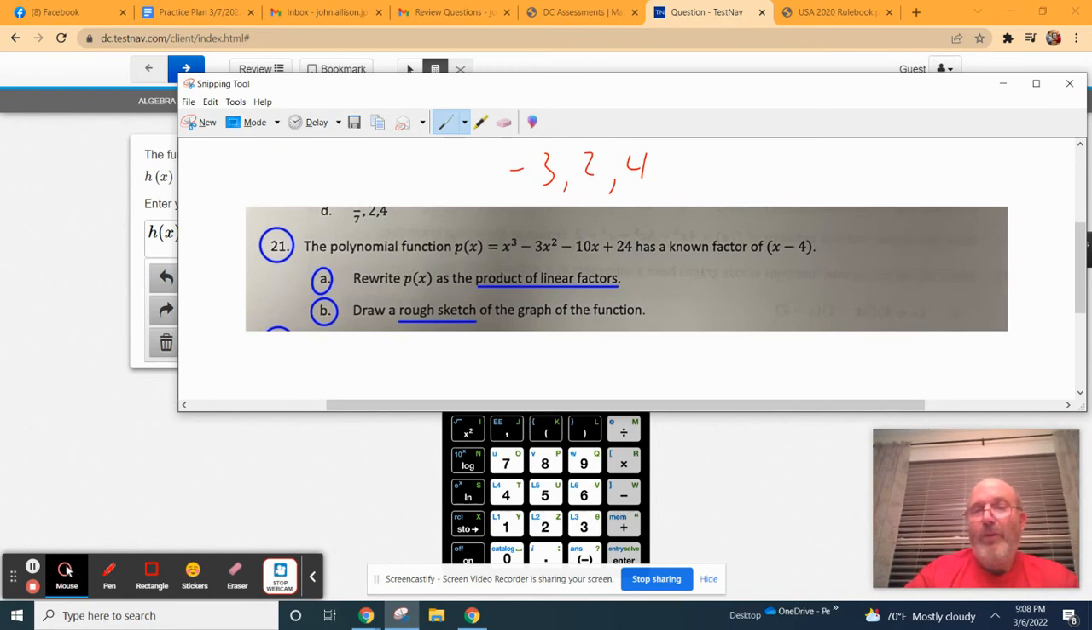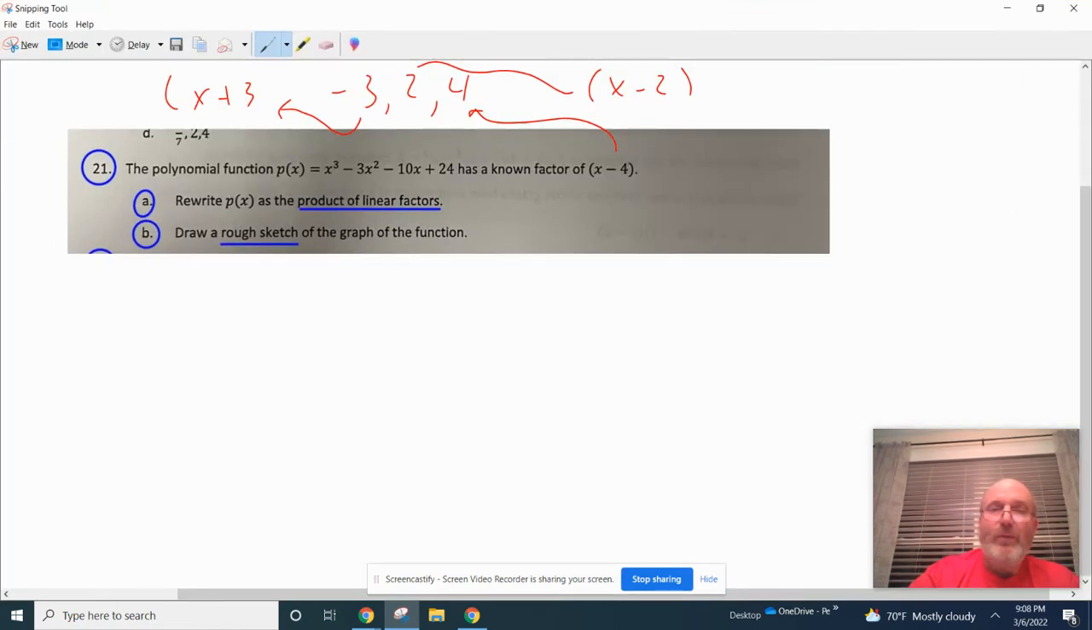When it intersects at 4, that 4 tells us that x minus 4 is a factor. When it intersects at 2, that tells us that x minus 2 is a factor. And when it intersects at -3, that tells us that x plus 3 is a factor. What that means is that this entire thing is x plus 3 times x minus 2 times x minus 4. And that's written as a product of linear factors.